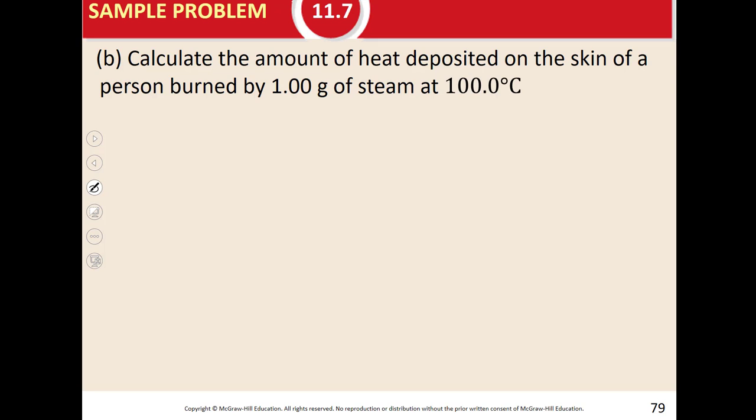So we're going to see exactly how bad this is. The amount of heat that is released is going to be the phase change here. So we need first to take those grams and convert them to moles.